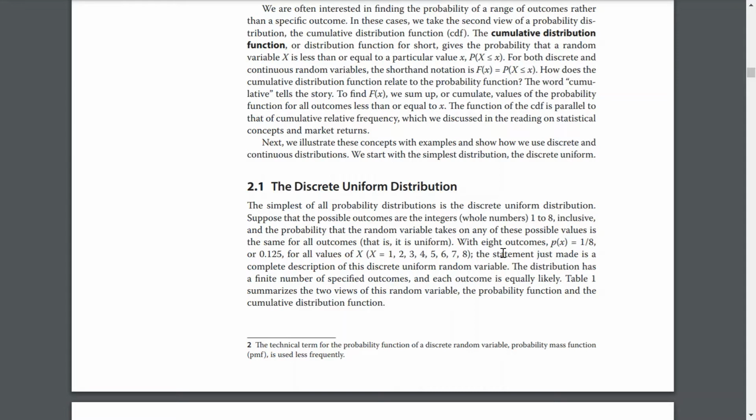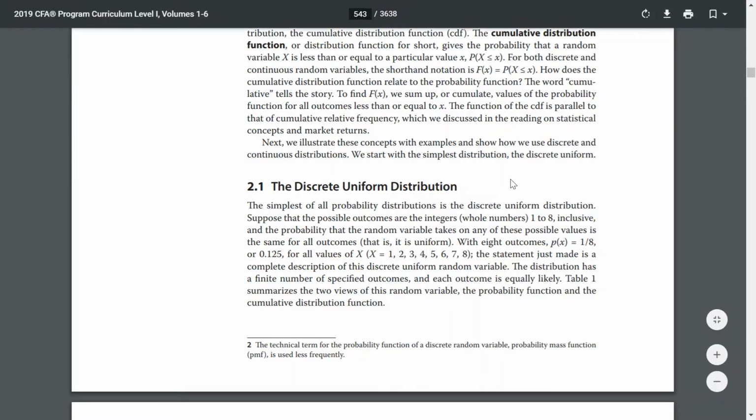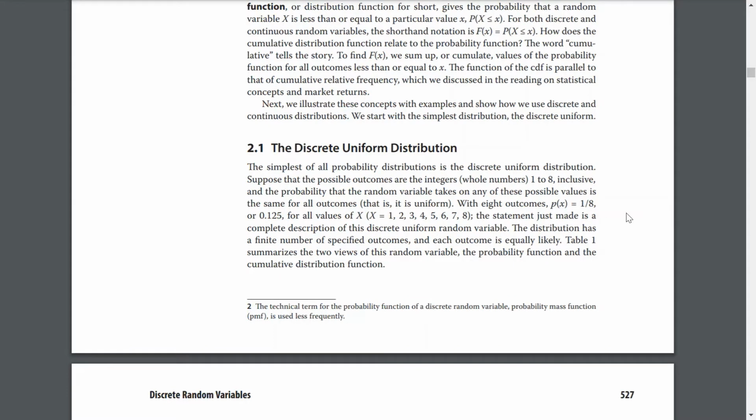We start with the simplest distribution, the discrete uniform. The simplest of all probability distributions is the discrete uniform distribution. Suppose that the possible outcomes are integers, whole numbers, 1 to 8 inclusive, and the probability that the random variable takes on any of these possible values is the same for all outcomes. That is, it is uniform. For each outcome, 1, 2, 3, 4, 5, 6, 7, or 8, the probability is 1 out of 8, which is 0.125 for all values of x from 1 to 8. The statement just made is a complete description of this discrete uniform random variable.